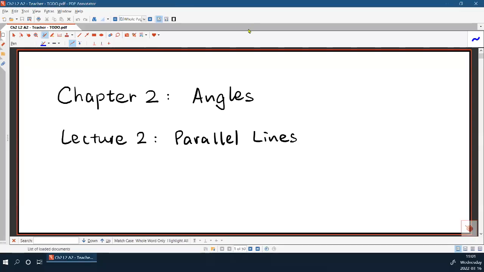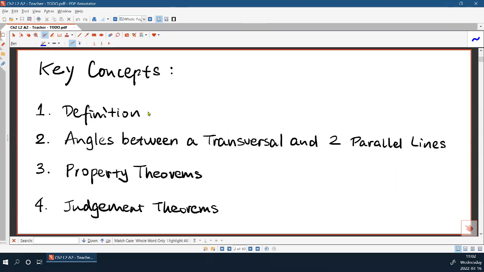Okay, so in lecture 1 of chapter 2, we have learned some concepts regarding angles, right? So today we'll have a look at parallel lines. Today we're going to have a look at the definition of parallel lines and angles between a transversal and two parallel lines, and some property theorems regarding parallel lines and judgment theorems. Okay, so let's have a look at them one by one.